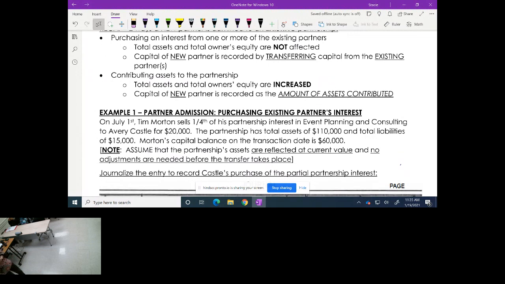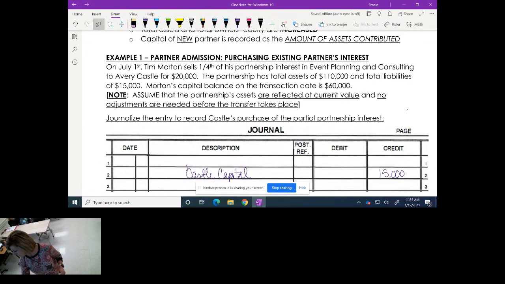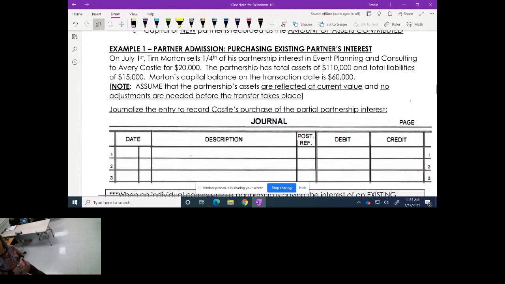All right, so let's look at this particular problem where Tim Morton sells. In this situation, we've got Tim Morton. He's the existing partner, and he's selling a fourth of his interest. He's not selling the whole thing, he's just selling a piece of it. The business is called Event Planning and Consulting. And Avery Castle is going to pay 20 grand to Tim for a piece of his ownership. So he's paying 20,000, he's getting 25% essentially.